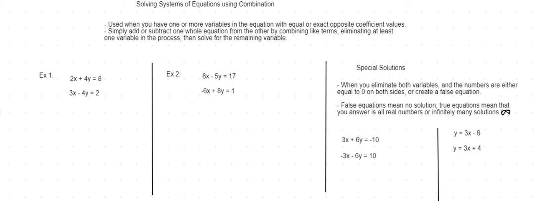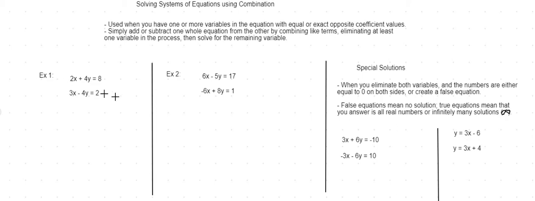Now, when you're going to use combination, this is something you use when you have one or more of the variables in the equations given that are equal or exact opposites when it comes to their coefficient values. Keep in mind the coefficient, again, is the number that's in front of the variable. So they have the same number or the opposite number. When I say opposite numbers, I'm talking like 2 versus negative 2, or 4 versus negative 4. They have the same amount, but they might be positive or negative.